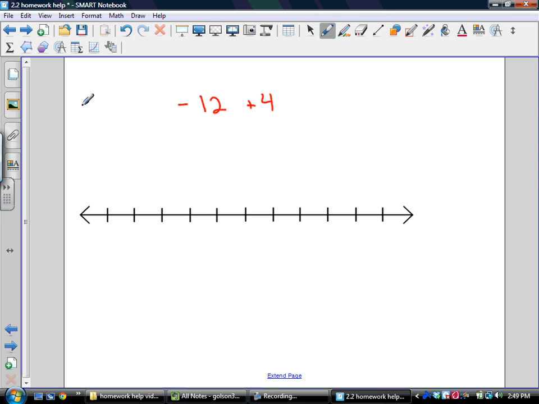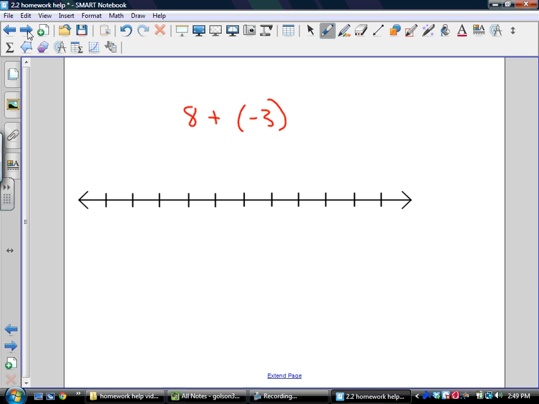Okay, correct answer should be negative 8. It's negative because 12 is bigger. It's 8 because 12 minus 4 is 8. So negative 8. And again, you look at a number line. If I call that 0, I'm going to start 12 to the left of that, and then I'm going to come back towards 0 4 spots. And that's how it would end up at negative 8.